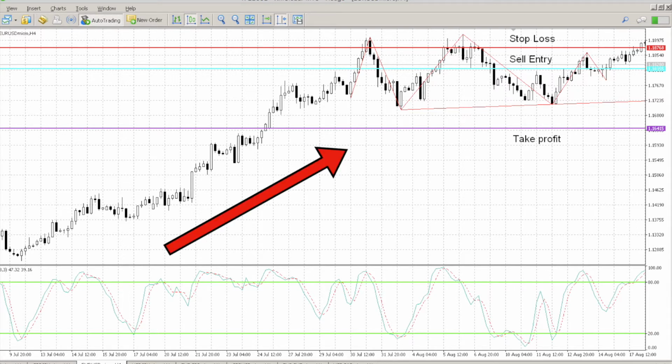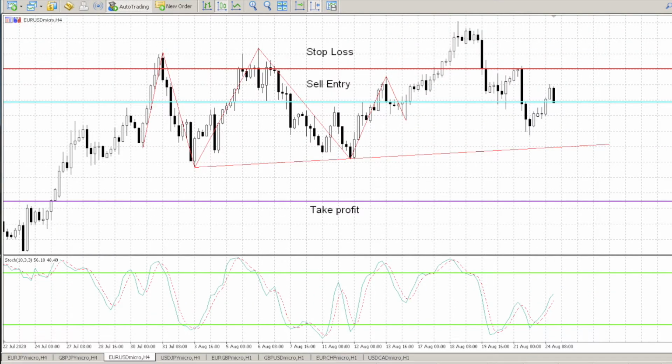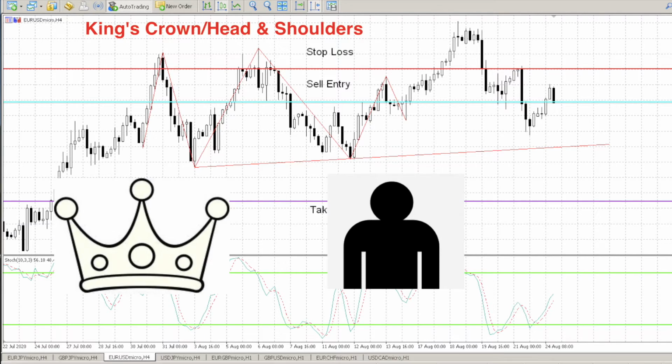And what we can also see is that the market was in a long-term uptrend. And what appeared to be happening is that the bulls were running out of momentum to drive the market up, and that the bears were about to take over the market and bring the price down. And for this reason, I was looking for a sell entry into the market. And what looked to be appearing was a king's crown reversal, which is also known as a head and shoulders pattern. It gets its name from its appearance of a king's crown or head and shoulders.